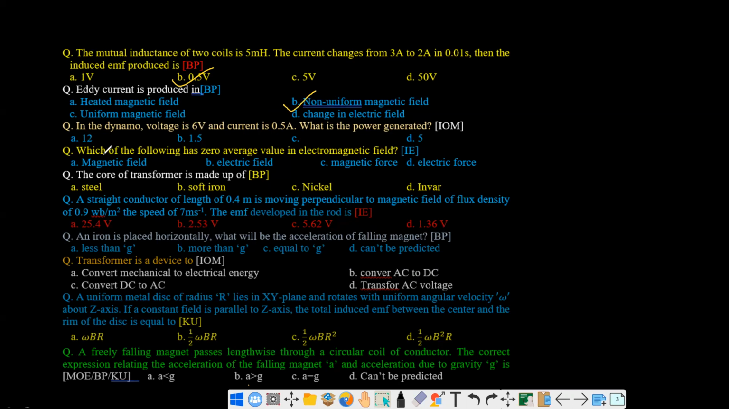The best answer is option B. Similarly, in a dynamo, voltage is 6, current is 0.5, find the power generated. So a simple question like this can also be asked in IOM. We need to find the power, and power is current times voltage, so we multiply 6 into 0.5. Half of 6 is 3. Okay, the answer here is 3.